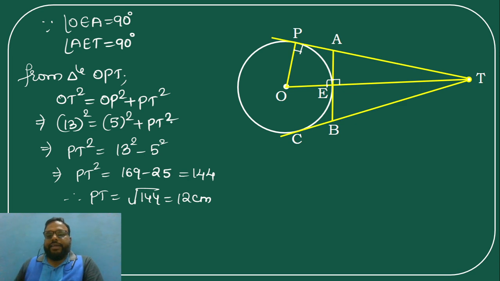Now I got PT as 12 centimeters. So I can use the fact that PT is equal to TC, which is also 12 centimeters. Same thing: the lengths of tangents drawn from an external point to a circle are equal. Now we came to this condition. PT is equal to 12 centimeters. We got up to here.